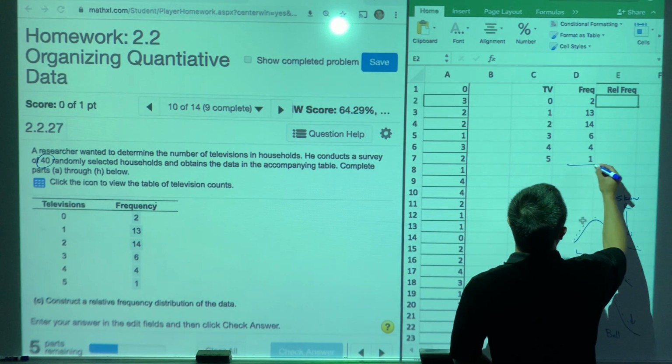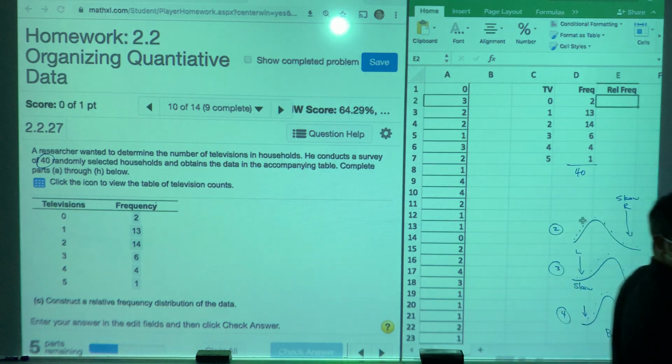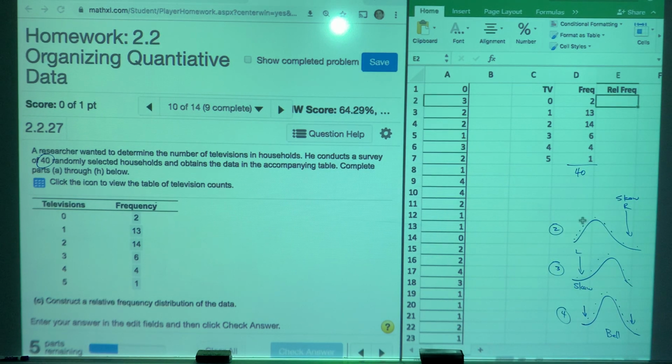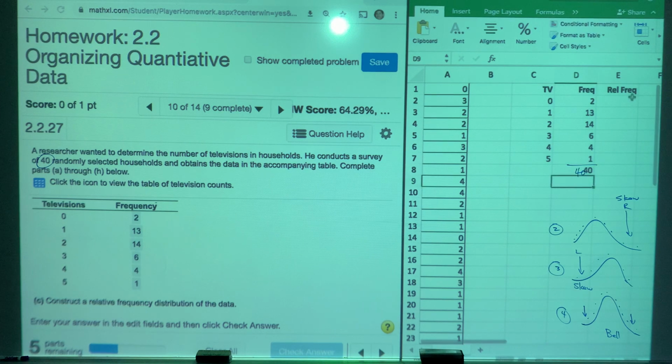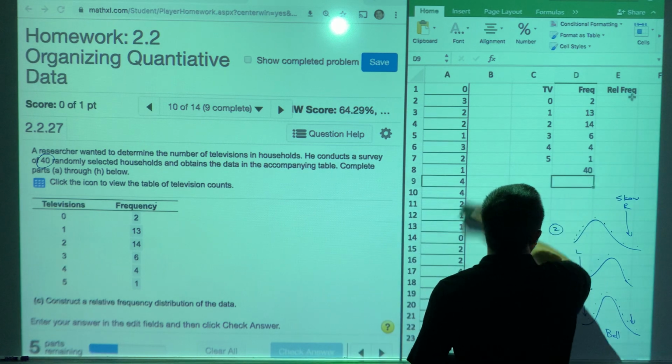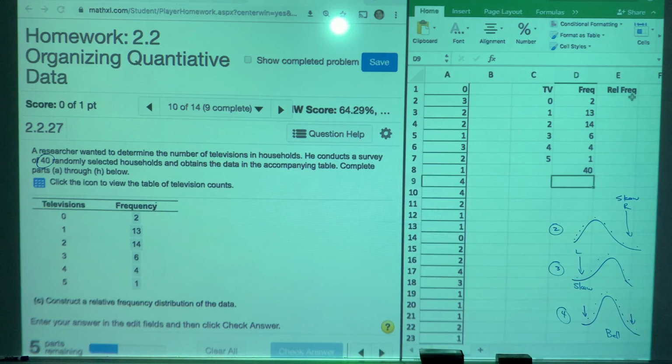I know that this right here should be 40, right? But of course, because you know how to do your relative frequencies, you need to sum those up so that we can do the division. There it is, 40. So now I can go do my relative frequencies. This divided by the 40, and so on, all the way through.